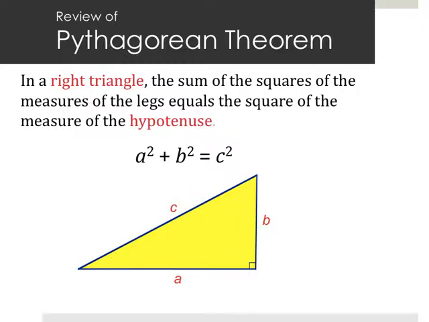What is this yellow thing? It's a triangle. What kind of triangle? It's a right triangle. Why is it called a right triangle? That's a right angle. It's got a right angle. That's what that little box means down there.